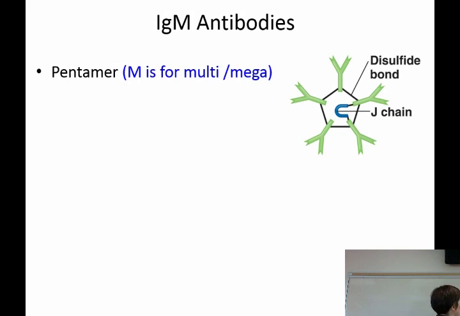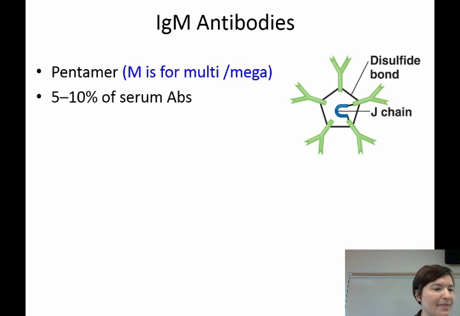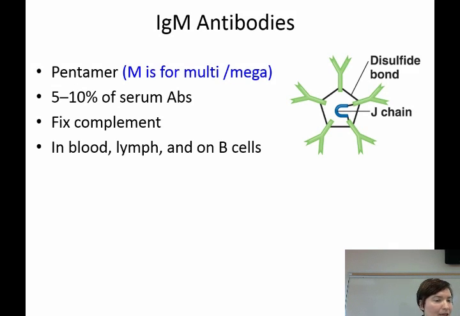This is how I remember IgMs. M is for multi or mega, so they're the biggest type of arrangement of antibodies. They are about 5 to 10% of the antibodies in the serum. They also, like IgGs, fix the complement. They're also found in the bloodstream, in the lymphatic system, and they're found on the surface of B cells. So when a B cell is born and it's making antibodies, this is what's on the surface to help them find what they're looking for. And it kind of makes sense you would want something that was extra good at finding stuff.